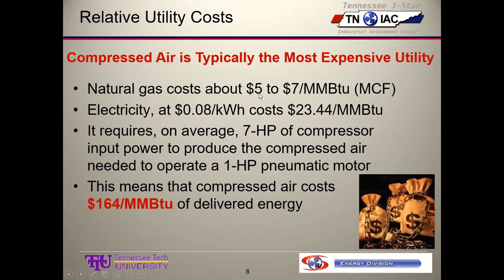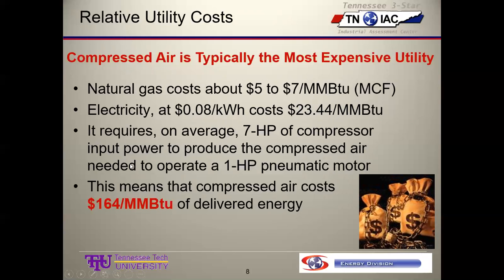So say $5 to $7 a million BTU to buy energy in the form of gas. Electricity at 8 cents is $23.44 a million. You take a million divided by 3412, that's the conversion from kilowatt hours to BTUs, and then multiply by 0.08, and you get 23.44. So we can see electricity is considerably more expensive when doing a comparison per million BTUs of energy delivered compared to natural gas.